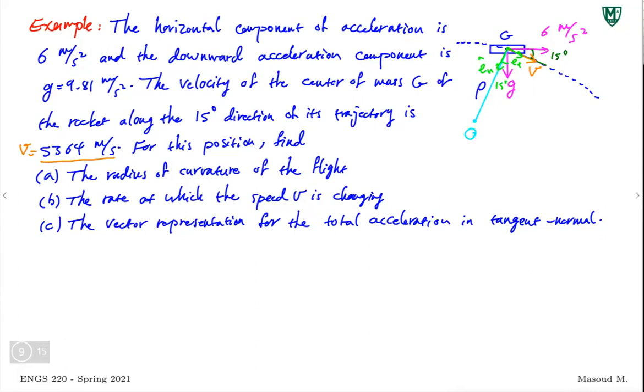So here's what I do. I know the components in XY. I can find the components in tangent normal. See if you follow. AN, or component of acceleration in normal direction, would be negative 6 sine 15 degrees, minus 6 sine 15 degrees, and G value cosine 15 degrees, but positive, plus 9.81 cosine 15 degrees.